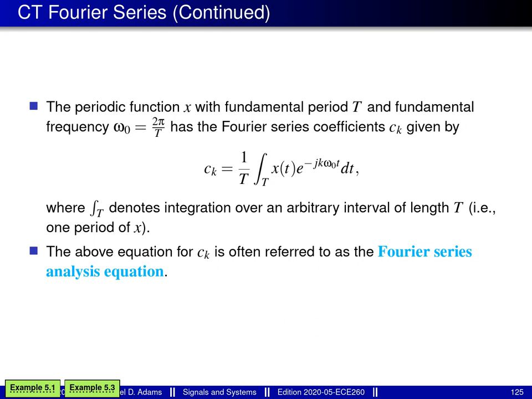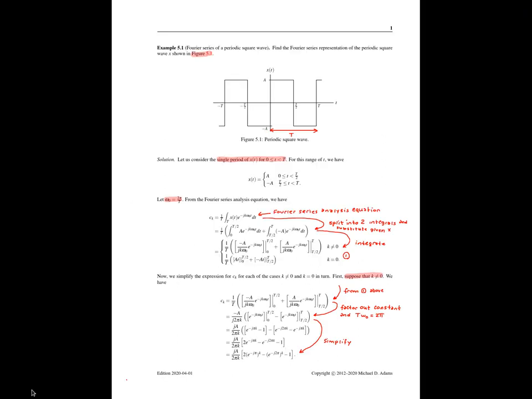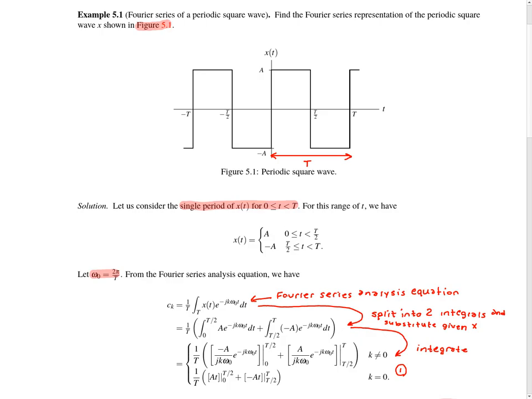At this point, I'd like to consider a couple of examples to illustrate how we can make use of the Fourier series analysis equation that's introduced on this slide. In particular, I'd like to start with example 5.1. In this example, we're given the periodic function x, which is shown plotted in this figure here, where capital T denotes the fundamental period of this function, and we're asked to find the Fourier series representation of this function x.